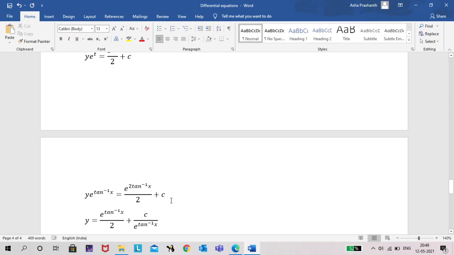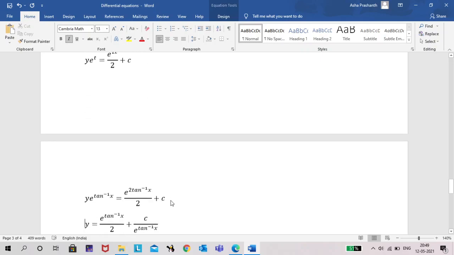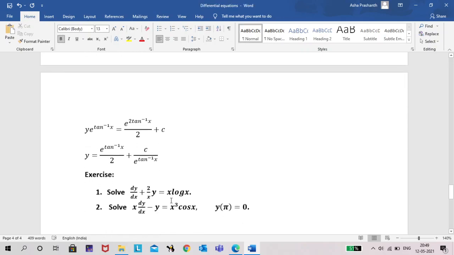Understood? So I think I have solved the three problems. Next, I have given two more problems for exercise. You can solve these. I have given one more condition here: y of pi is equal to 0. It means this is the x value and this is the y value. After finding the general solution, you can substitute the x value and y value to get the final solution, and you will get the c value.